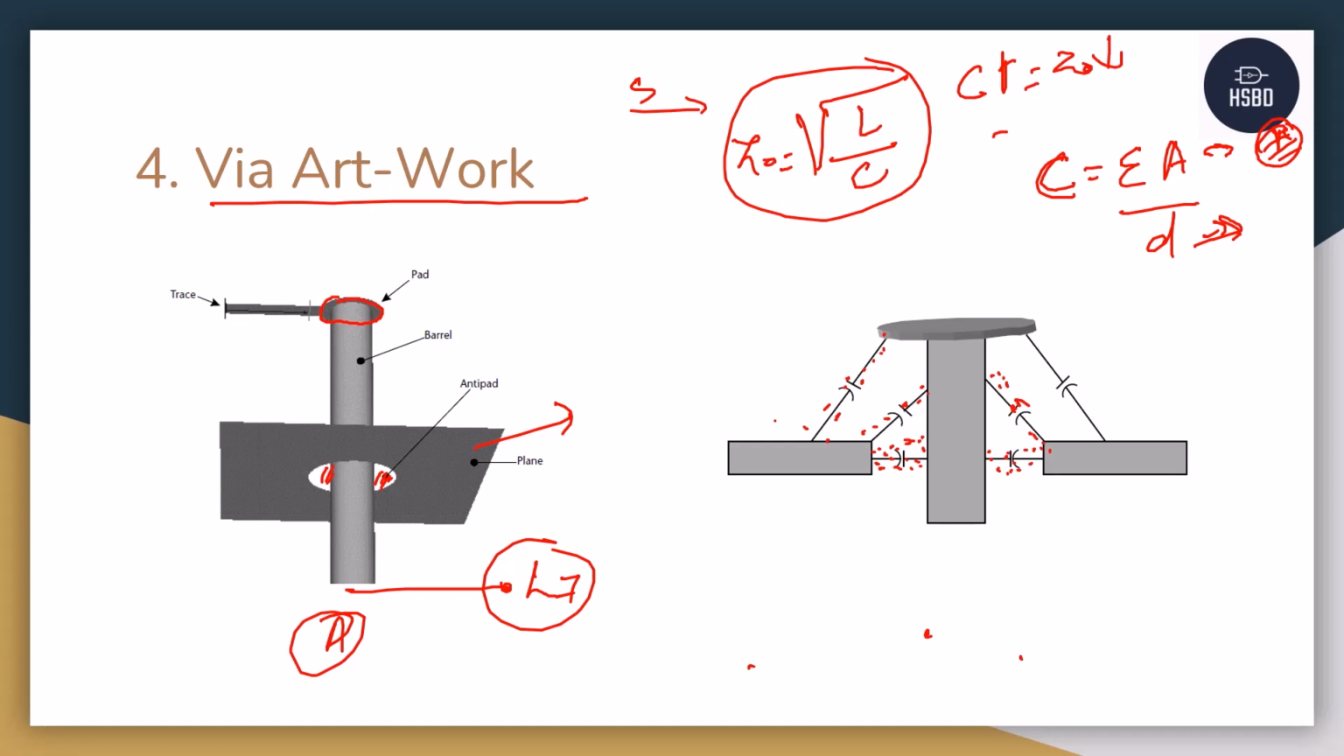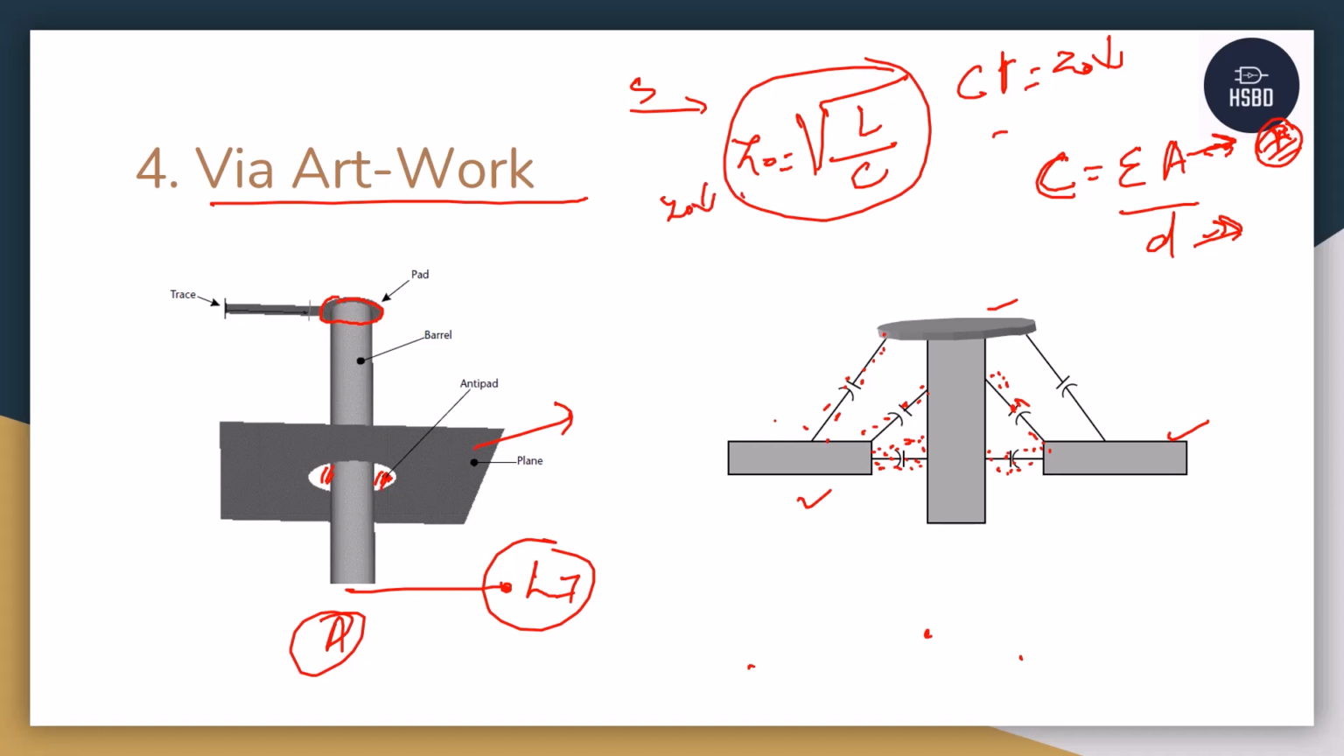So in order to adjust the impedance, we have to play around with the pad, the plane, and the anti-pad area. For example, if you increase the thickness, the area A of the plane increases, the trace thickness and plane thickness. So the area of the plane increases, and at that time the Z naught goes down.